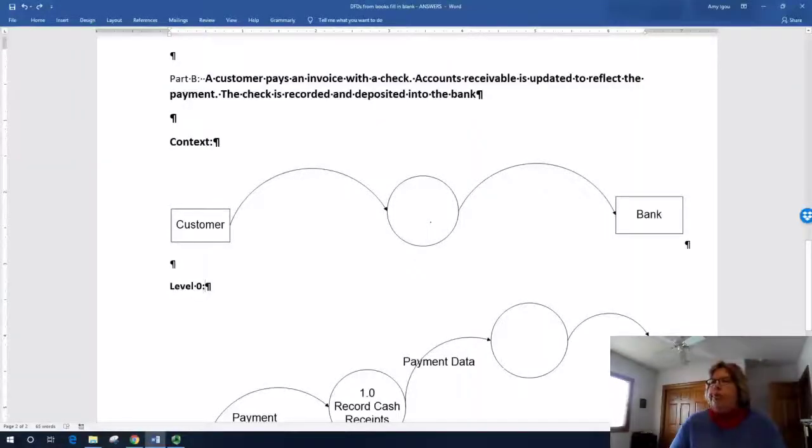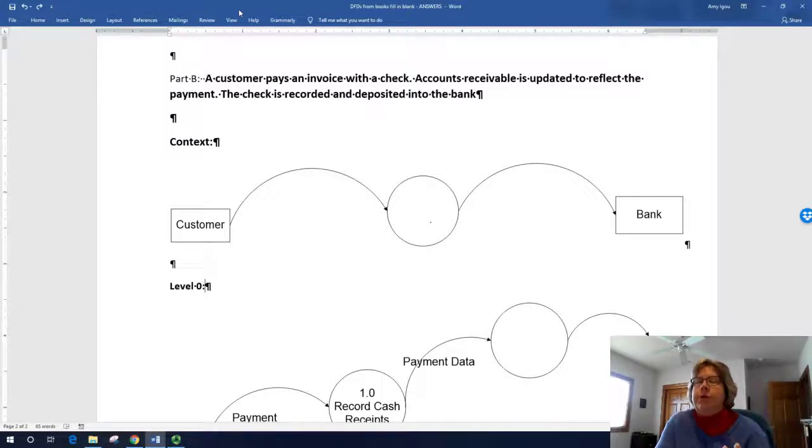In this case, we're doing problem 10B, also from your fill in the blank worksheet you got in class. In this one, we have a customer paying an invoice with a check. Accounts receivable is updated to reflect the payment, and the check is recorded and deposited into the bank.